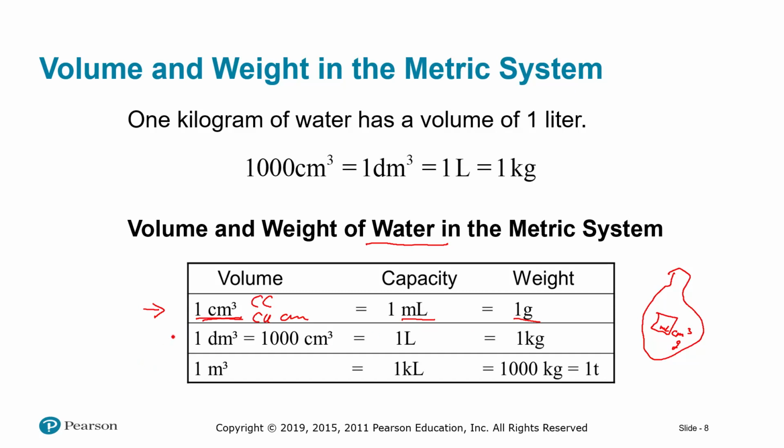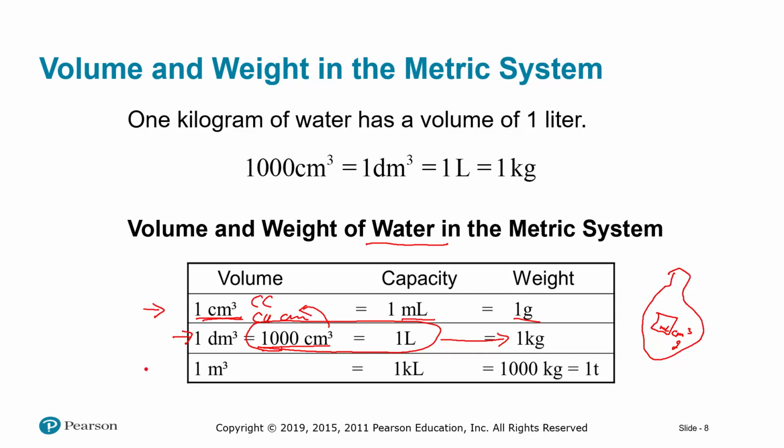The second one, you probably won't see this too often. A cubic decimeter is 1,000 cubic centimeters, and you're back up here. At 1,000 cubic centimeters, this is a good one to remember. Cubic centimeters, 1 liter. And just as smoothly, the weight is 1 kilogram, 1 nice equal kilogram.